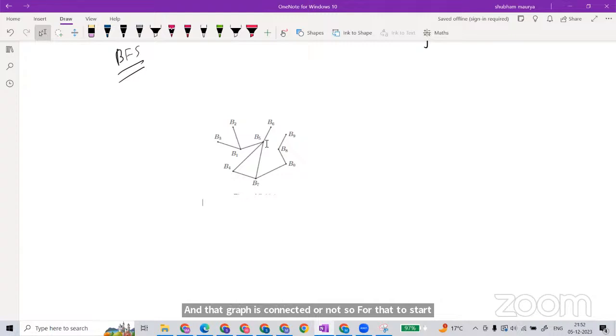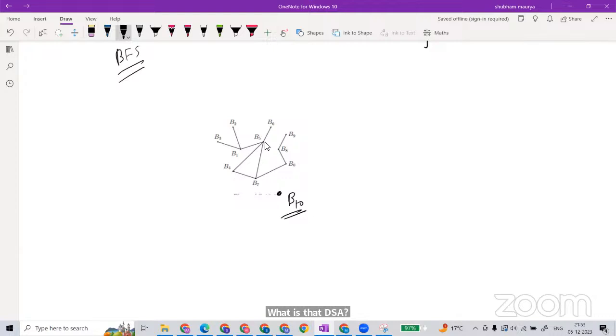Suppose I'm just adding an extra vertex. Sir, is BFS the same BFS that we learn in DSA? DSA, what is the DSA? Data structures and algorithms, I think so. Yes.